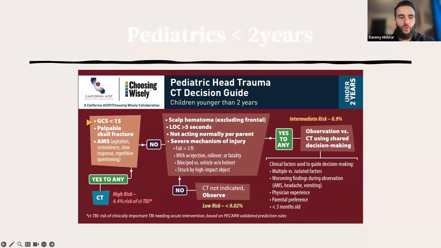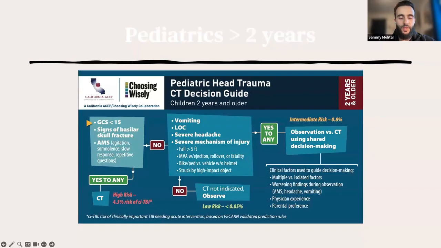Then there's this middle group of people where maybe they have a more severe mechanism. They fell from a bed, let's say over 3 feet, but they're not having altered mental status or anything else that's severely concerning. Then you would have a discussion with the family, and it depends on the setting and your access to imaging as well. But then you would have shared decision making on whether or not you should pursue CT imaging. And there's a similar guideline for pediatric patients who are over 2 years old. The risk changes very slightly in this population, and since they're over 2 years old, your physical exam changes a little bit, but essentially it's a very similar algorithm.